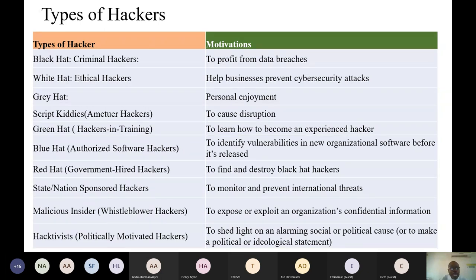There's a malicious hacker who is a disgruntled employee in the organization who now decides to use his skill sets and competencies to expose the organization if the organization is engaged in some unethical activities. Then, of course, there's the hacktivist. Hacktivists are also hackers who undertake their activities for political reasons.